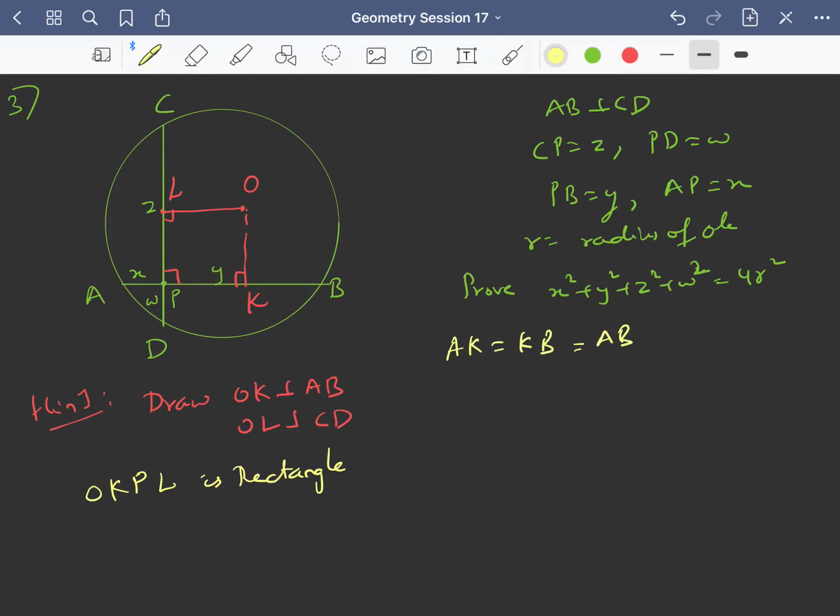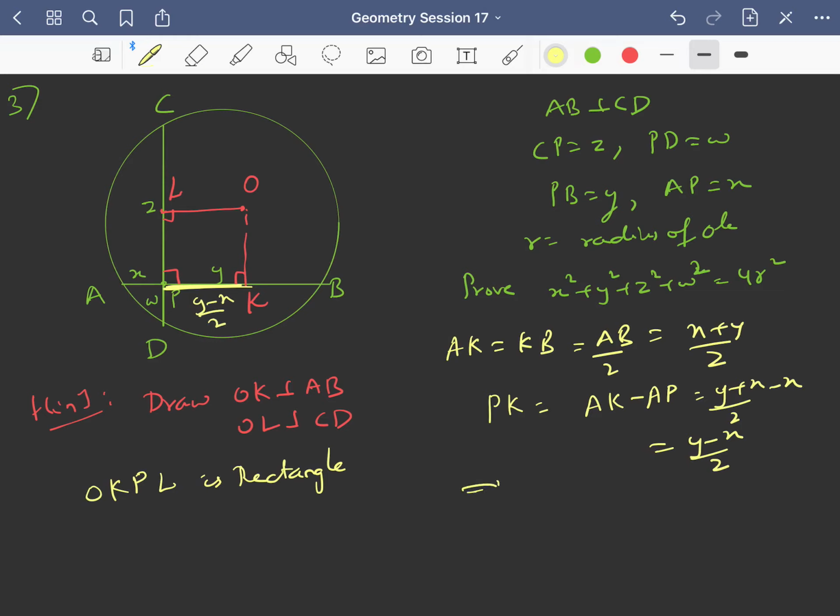This is nothing but AB over 2, which is X plus Y over 2, because the entire length AB is X plus Y. Fine. So now you can find PK is equal to AK minus AP, which is (Y plus X) over 2 minus X. So it is (Y minus X) over 2. So this length PK is (Y minus X) over 2. So this simply implies that OL is also (Y minus X) over 2.